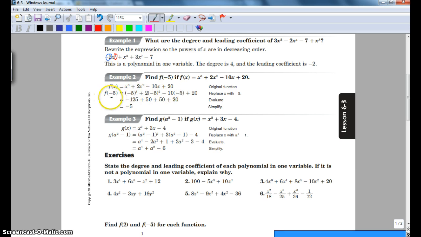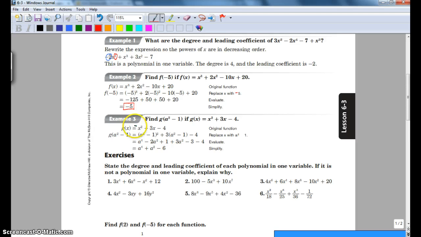You have then f of negative 5, where plugging in negative 5 for x gives you this. Make sure it's in parentheses. Negative 5 to the third plus 2 times negative 5 in parentheses squared minus 10 times the quantity negative 5, still in parentheses there, and then plus 20. Therefore, if you do the math, you get negative 125, 50, 50, and 20. If you simplify then, you get negative 5.